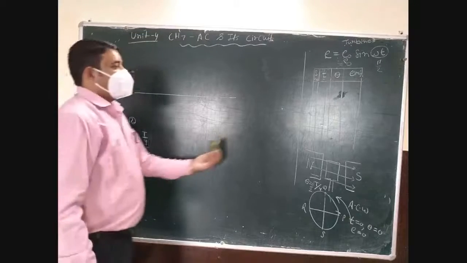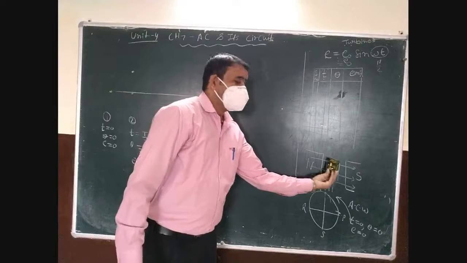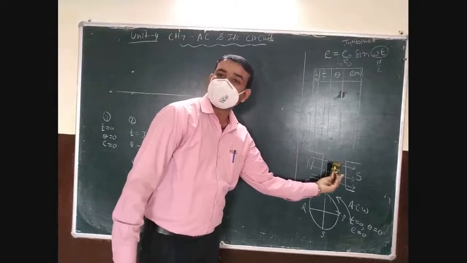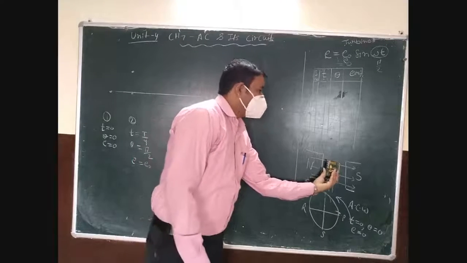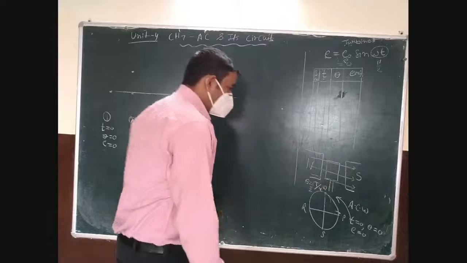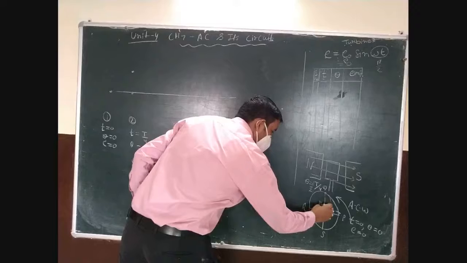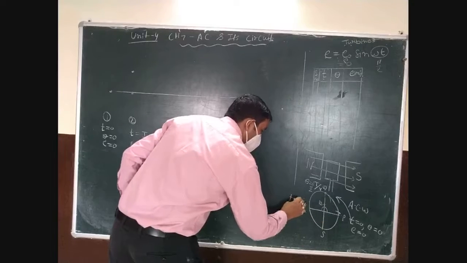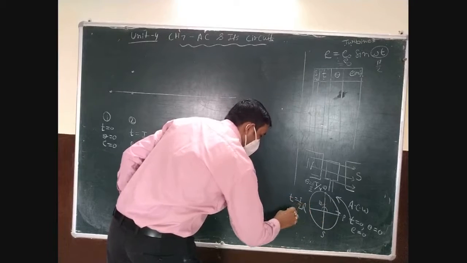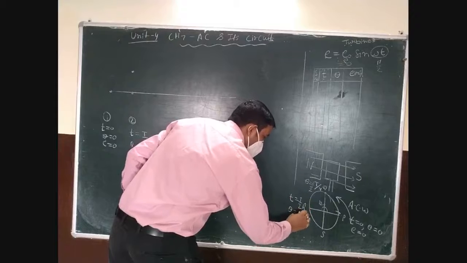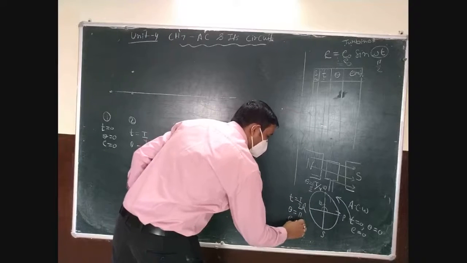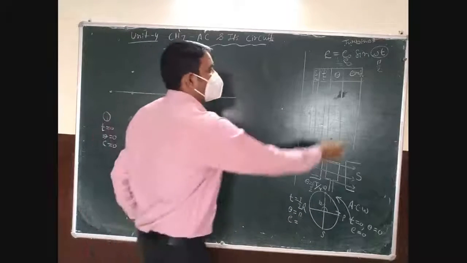Now when the coil rotates further by 1/4, it is again parallel to it, and we find here that it covers a 180-degree angle. That means at t equal to T by 2, theta will become pi, and we just find here what is the value of this.